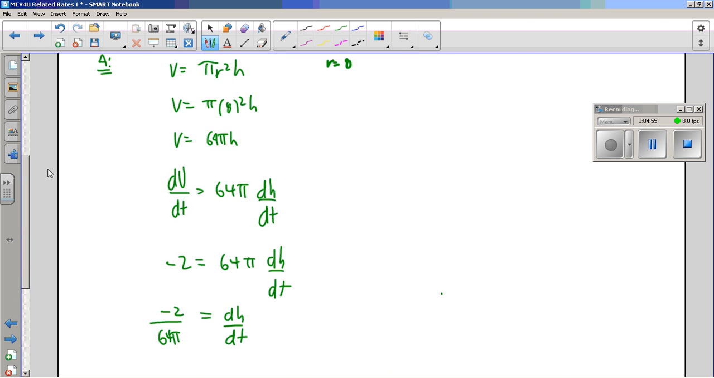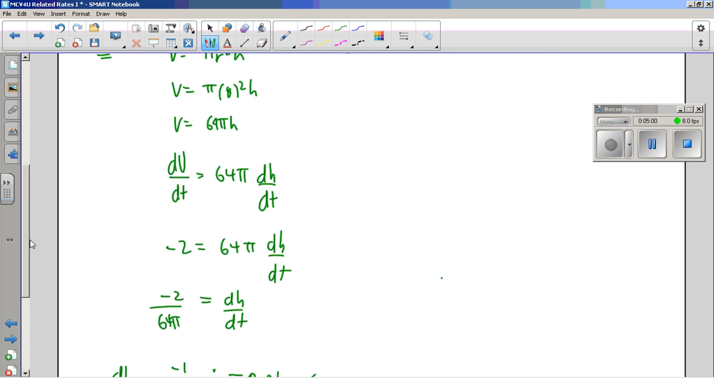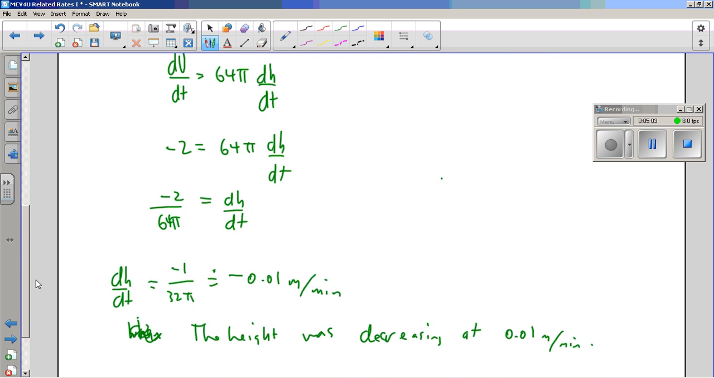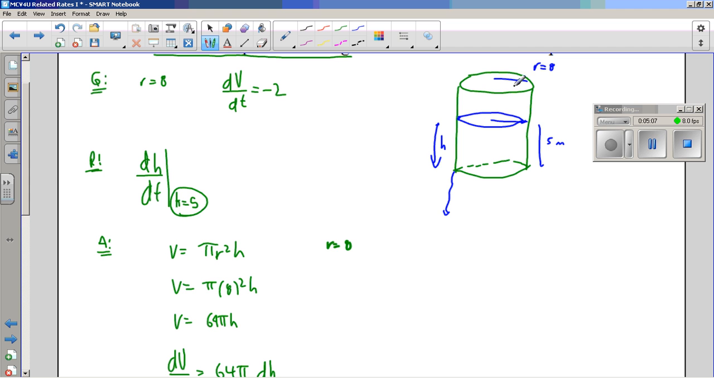When did we use the height as 5? Well, we didn't. So what does that mean? That means for the entire time, the height was changing by a constant amount. Now, you know from physics or science that there's a pressure involved, that as a tank empties, it actually empties slower and slower with less water in it.